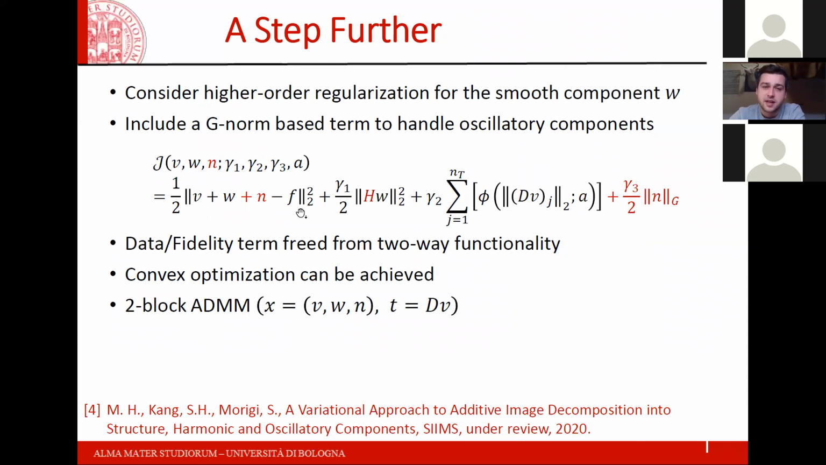Therefore, the data fidelity term has just one function to tie the three components together, and the G-norm should handle the highly oscillating zero mean component, which can be not just the texture, but also noise. Even in this case, the convexity can be achieved for phi, and it led us still to a two-block ADMM for X and T.